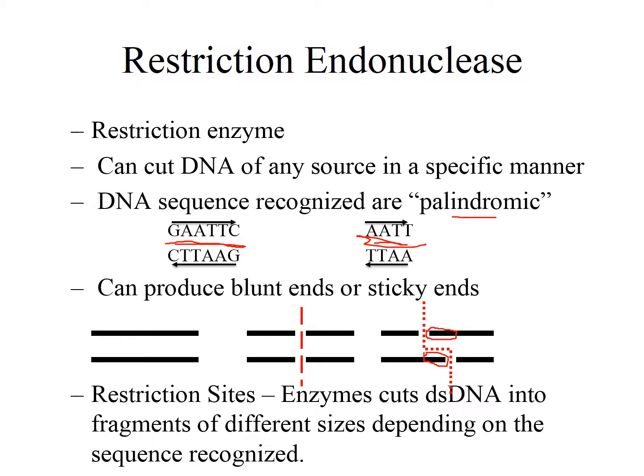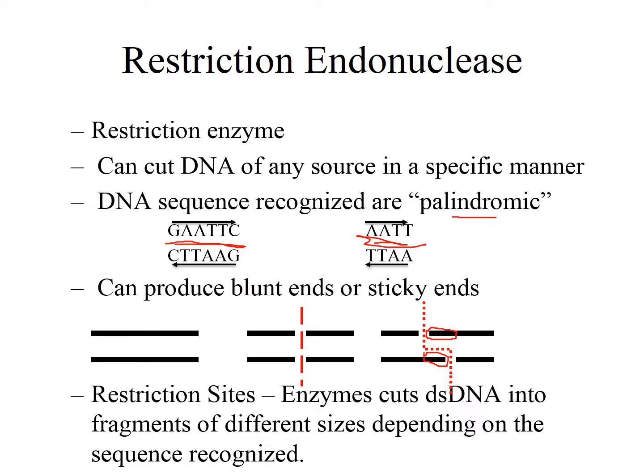So what this particular restriction enzyme does is it recognizes these restriction sites and cuts the entire fragment of DNA into different shapes, into different sizes, depending upon where it recognizes these sequences. So these are called restriction sites.